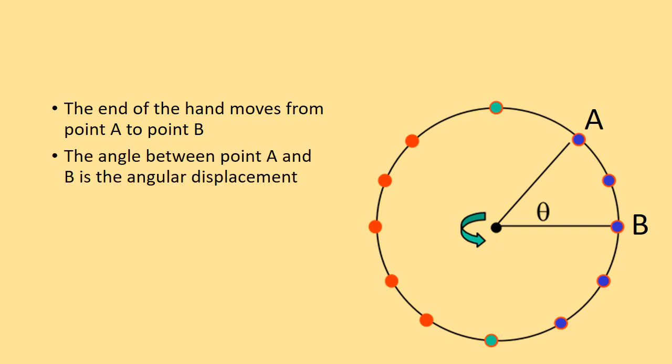Okay. So the angle between point A and B is now the angular displacement. Our displacement is how far we have actually travelled. The angular displacement is the angle that has been swept by this arc. From point A all the way down to point B, the angle that the hand has moved through, that is the angular displacement. That's a new terminology for displacement. How much has it moved around in the circle? And this is measured in radians.